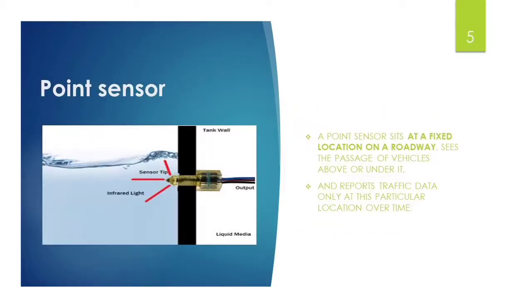Point sensor. A point sensor sits at a fixed location on a roadway, sees the passage of the vehicle above or under it, and reports traffic data only at this particular location over time. It is widely used in water tank level indicators.